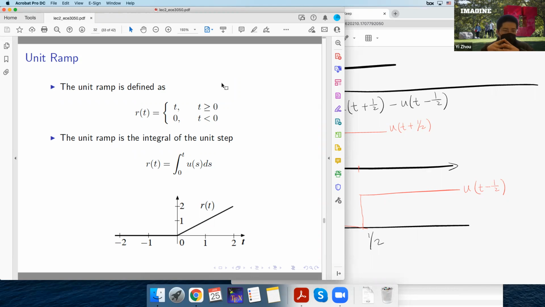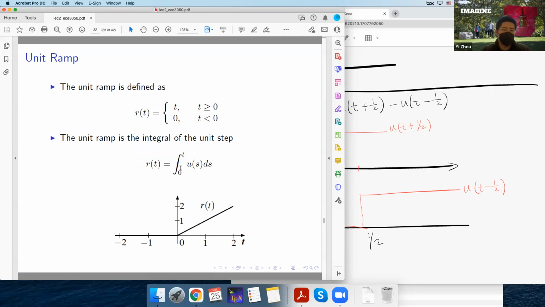And the unit step signal can also be used to define this unit ramp function. Now this ramp function is defined as, again, if t is less than 0, there's nothing there. Now starting from 0, the signal is linearly growing. So r(t) equals t when t is greater than or equal to 0. So this is a linear function in time. And it turns out that this signal can be defined in terms of the unit step function in this way.